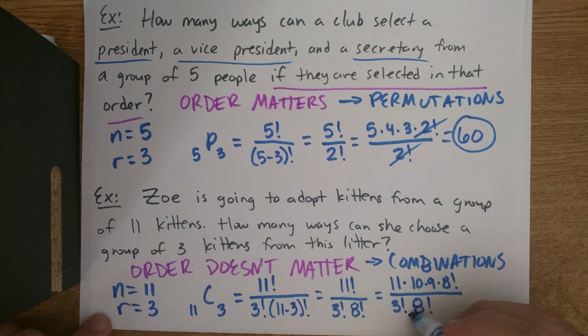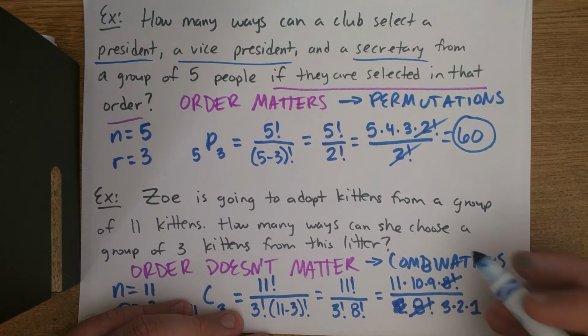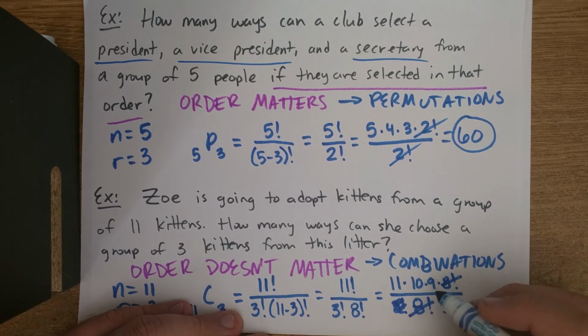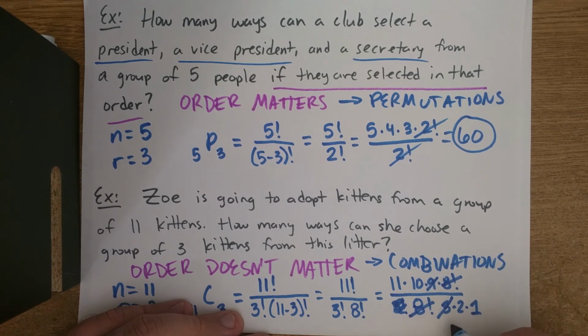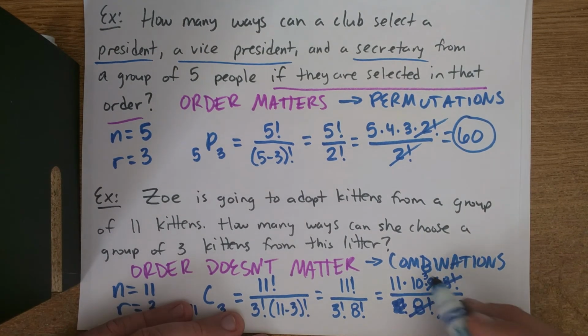What happens with these 8 factorials? They cross out. Now, we still have a 3 factorial, so can we do this real quick? What is 3 factorial? It's 3 times 2 times 1. Now, think about this. Can I reduce 3 and some other number here? Yeah. 3 and 9 can reduce. So, if I divide 3 by 3, I get 1. If I divide 9 by 3, I get a little 3 here. So this 9 becomes a 3.